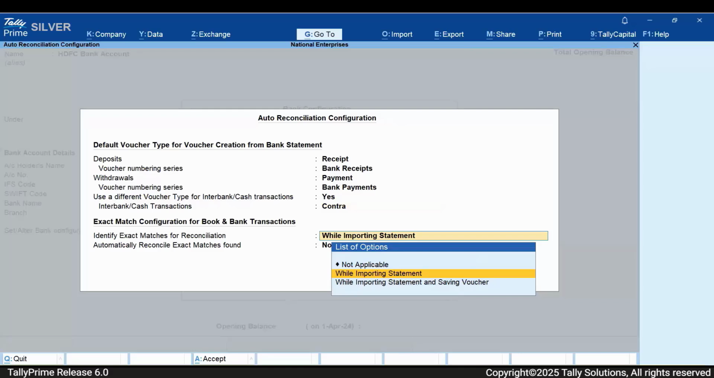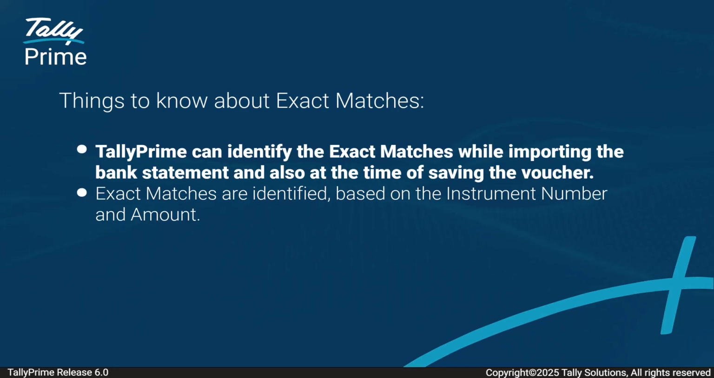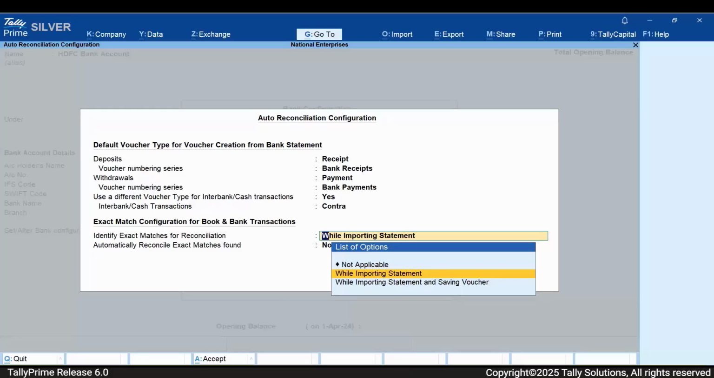Now, you can specify configurations related to exact matches. TallyPrime can identify the exact matches while importing the bank statement and also at the time of saving the voucher. The exact matches are identified based on the instrument number and amount. If you select the option while importing bank statement, then at the time of import, TallyPrime identifies a voucher in the books, which exactly matches the transaction in the bank statement.